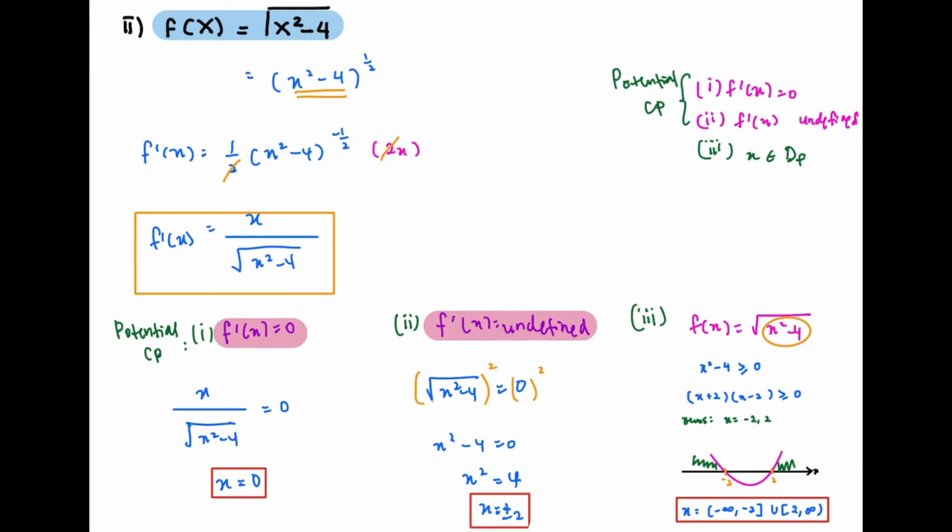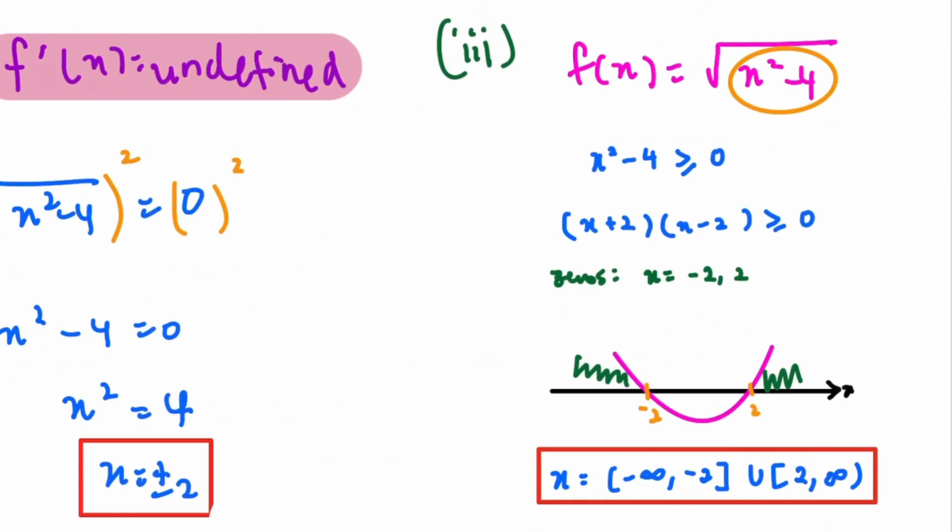So now let's decide whether we can accept or not these potential critical points, which is we need to check the domain of x and make sure that our x here exists, all right? So now let's find our f(x), which is just the square root of x squared minus 4 just now. So now let's find the domain for our f(x). This is just the square root of x squared minus 4. So the domain is, the function inside the square root must be more than or equal to 0.